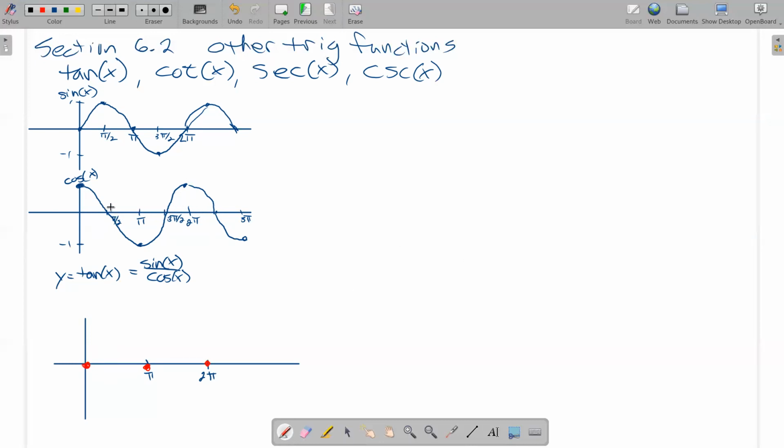Now, if cosine is 0, like right here, we have a problem because you can't divide by 0. And so anytime cosine is 0, 3 pi over 2, I have a problem. So I have a problem here at pi over 2 because I'm dividing by 0, and here at 3 pi over 2. What's going to happen there is an asymptote.